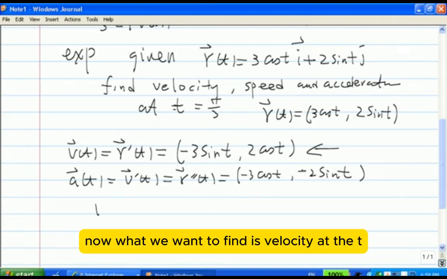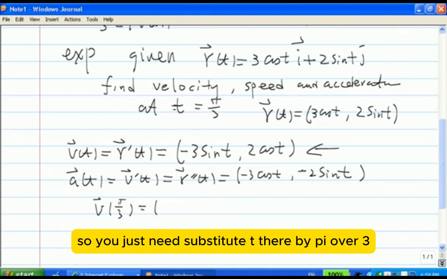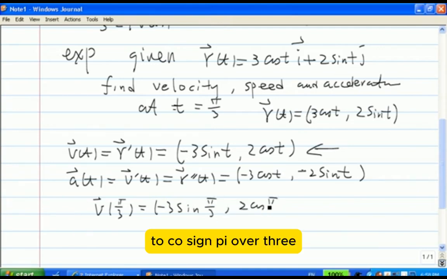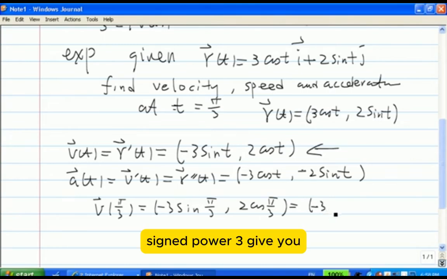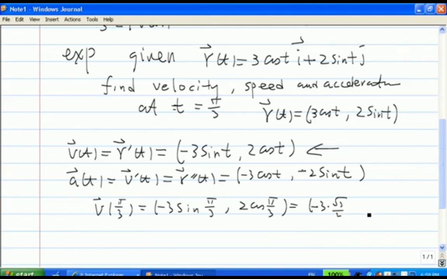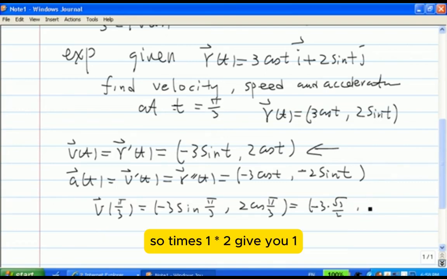Now, what we want to find is velocity at t equal to pi over 3. So you just need to substitute t by pi over 3. 2 cosine pi over 3. Sine pi over 3 gives you square root of 3 over 2, and cosine pi over 3 gives you 1/2. So 1 times 2 gives you 1.